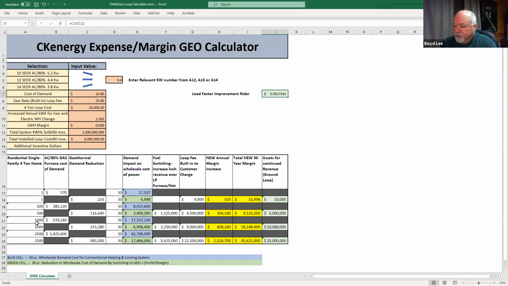Now, if you go up to 500, that's $9 million over 30 years. If you go to 1,000, that's 18 million. If you get lucky enough to put in 2,500 of them, that's $45.6 million of positive impact to your cooperative during that 30-year period of time. Now, another way to look at that is $45.6 million worth of rate increases you would have had to pass on had you not done this program. And that's the most impactful of all.